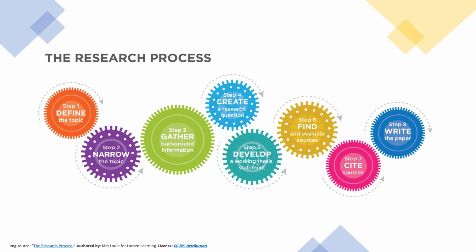Step 1 is to define your topic. The topic you're researching is often decided by the professor in your course and the assignment they're having you do. Then you narrow your topic. The third step is gathering background information. Oftentimes, the background information you collect can be the texts or sources you read in class. The next step is to create a research question, and then you develop your working thesis or central idea to guide your whole essay around.